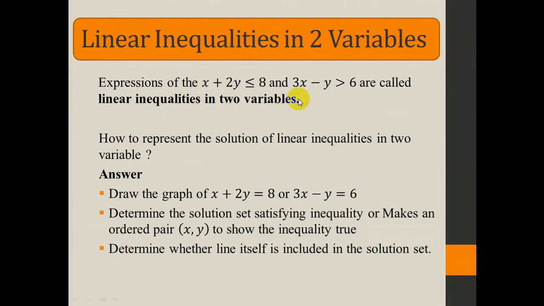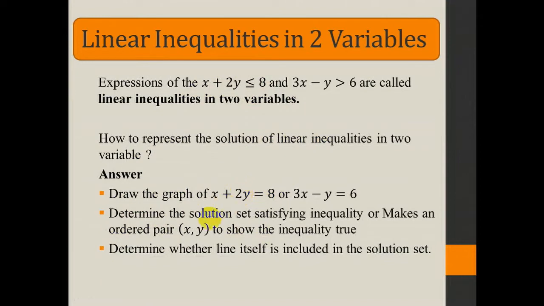So from here maybe you will be curious how to represent the solution of a linear inequality in two variables. You already learned in grade 10 how to find the linear equations, right? So from here you just need to draw the graph. Because we have x plus 2y less than or equal to 8, you need to change the sign to equal, for both of them, or you can use just one of them.